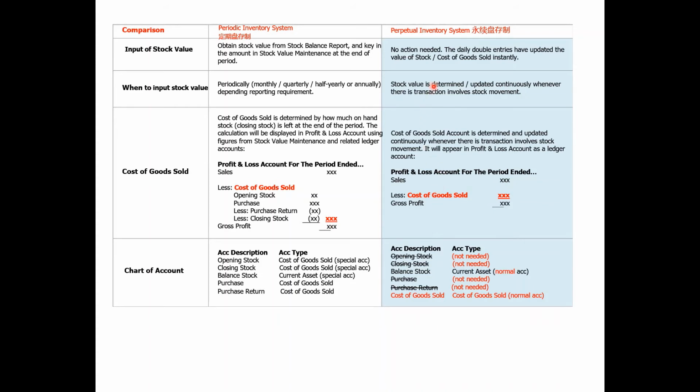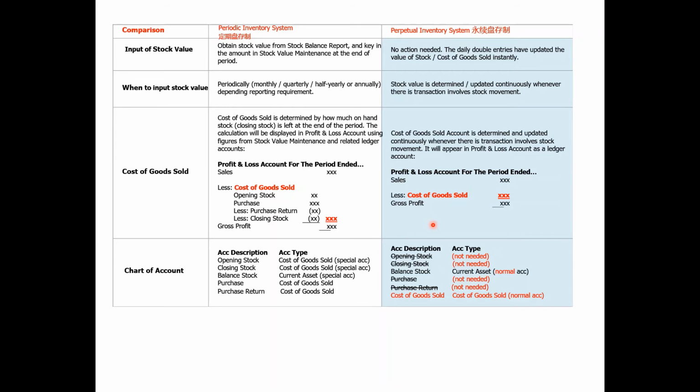Whereas in the perpetual inventory system, the cost of goods sold account is determined and updated continuously whenever there is a transaction involving stock movement. It will appear in profit and loss as a ledger account. And then you notice that your financial report layout will be sales. You can only see the sales figure, less cost of goods sold, and then it will give you the gross profit, right?